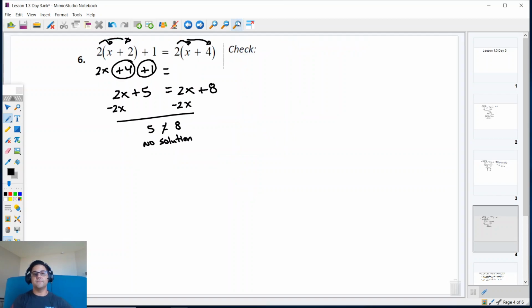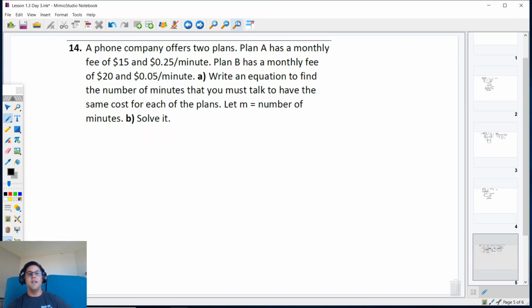So no solution. And students actually like those problems because it's less work involved. One year I had a student, though, every single answer he wrote no solution. He's like, I got one right. Yeah, don't do that.